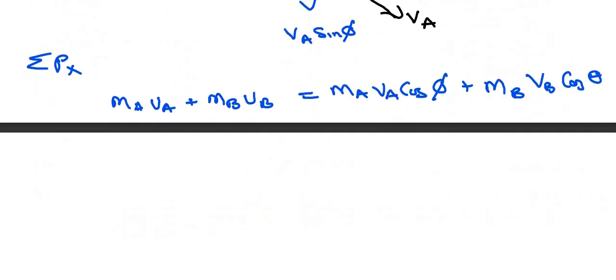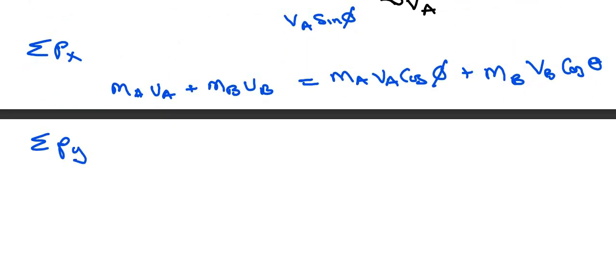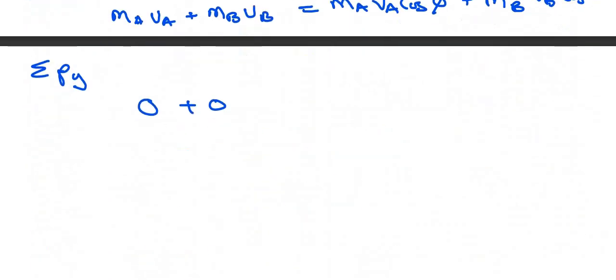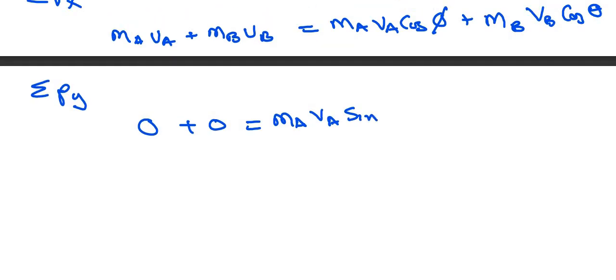The same would happen even in the Y axis, so we'll say momentum in the Y, so this is 0 plus 0, because these objects are not moving in the Y. Before the collision occurs, they're moving in a straight line. They're not jumping up and down, unless the question says so. Because there's no movement in the Y direction, we're putting 0. This is initially moving in the X. They only have Y components after the collisions, these two. So this is equal to MA VA sine phi.